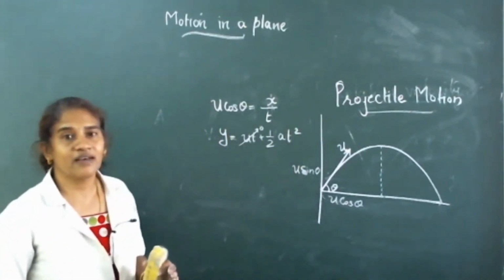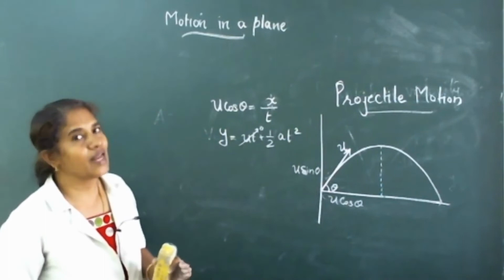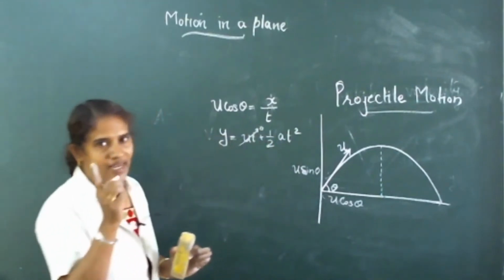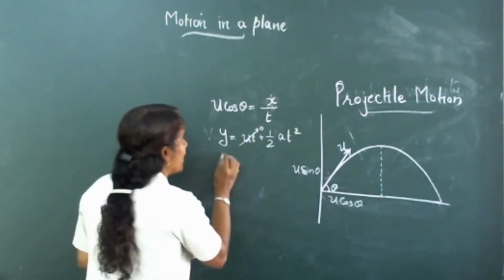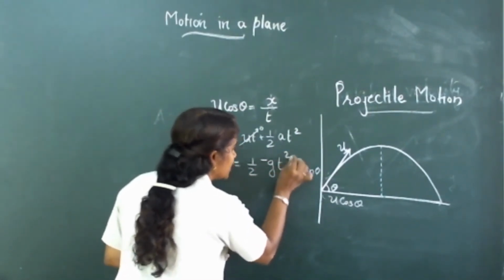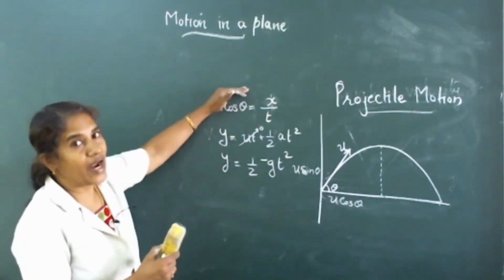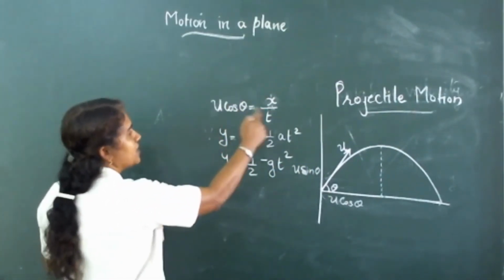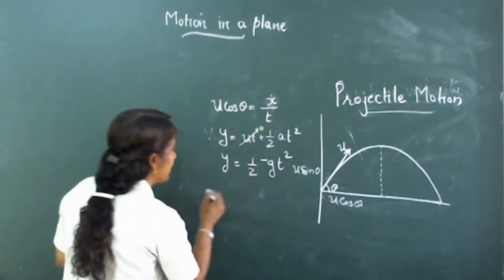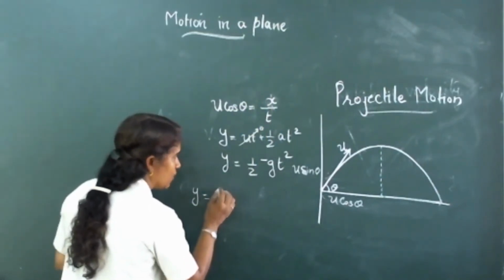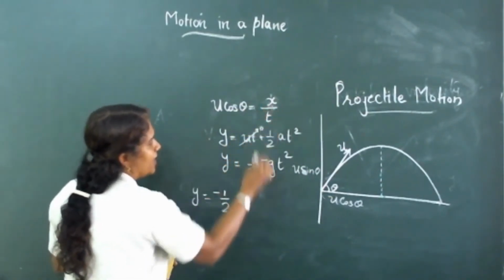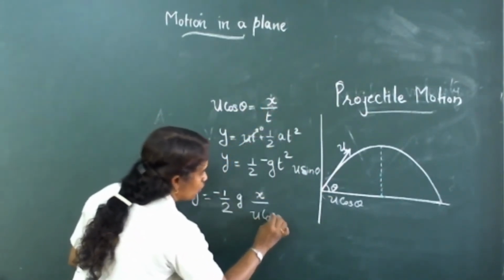Then, second term, half a t square. What is a here? Acceleration due to gravity. Since the body is moving in the upward direction, it has to be taken as negative. Okay, so we can write y component is equal to half of negative g t square. But since we want to add x component also there, from this we can get the expression for t as x by u cos theta. By substituting here, we can write y is equal to minus half g, instead of t, we can write x by u cos theta, whole square.